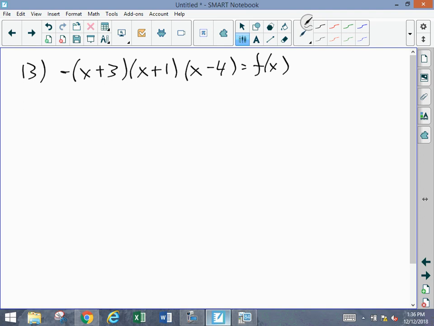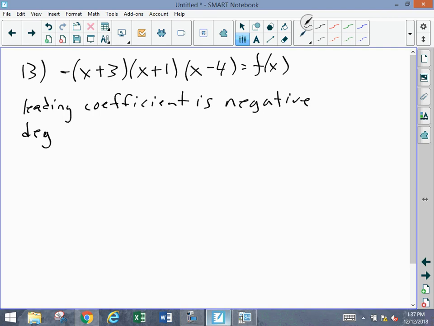So look, this minus sign, right? So the leading coefficient is negative. What is the degree of this polynomial? We're going to count these up. 1, 2, 3. There are 3 x's. That means the degree is 3. Right, it's a third degree polynomial.